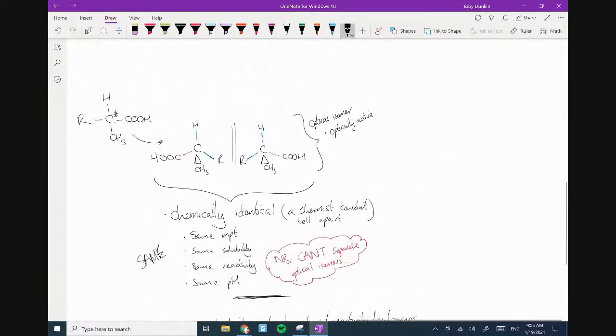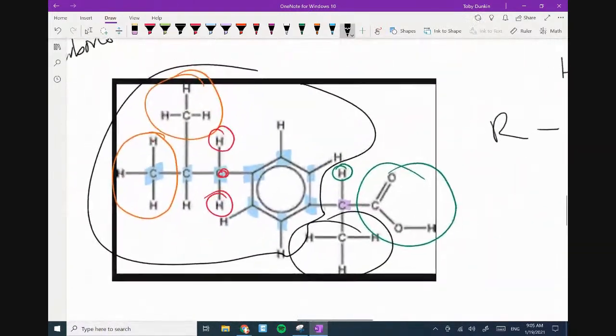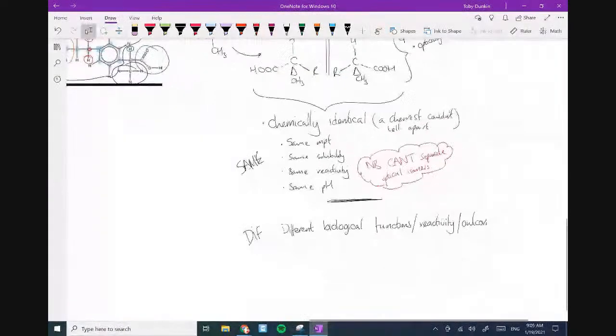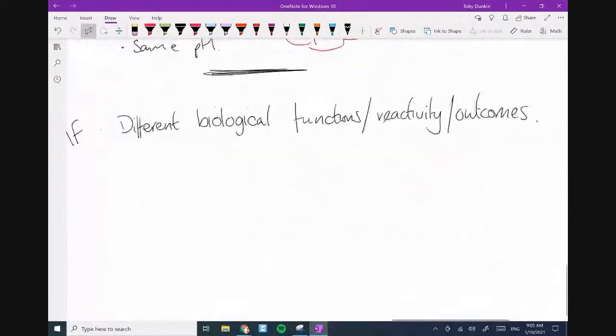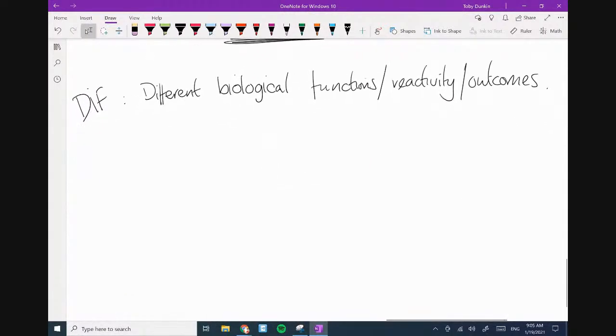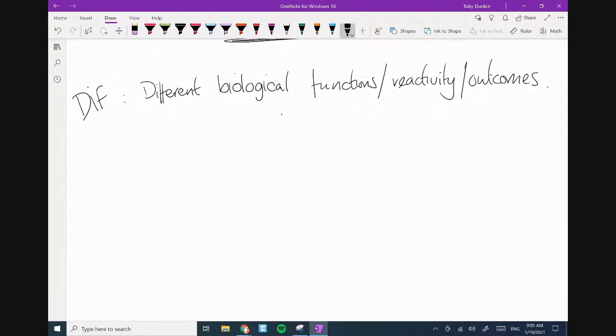So I chose ibuprofen. Ibuprofen is a painkiller, used by many people all the time. It's a great non-steroidal anti-inflammatory, otherwise known as an NSAID. It's a great drug for taking down fevers and swelling, a good painkiller. But it turns out that there are two versions of the drug.